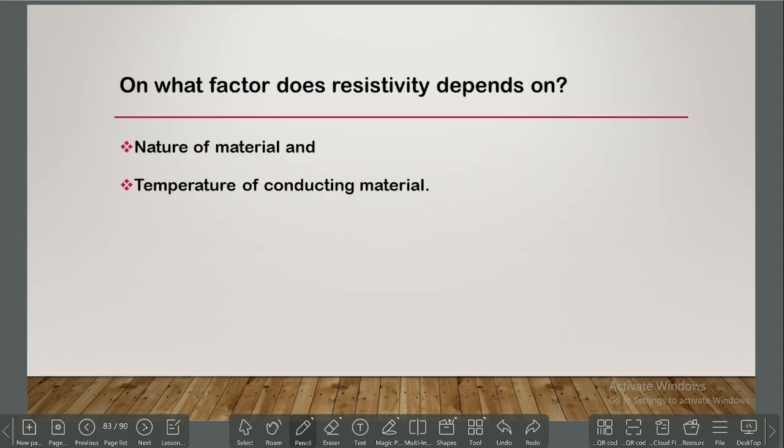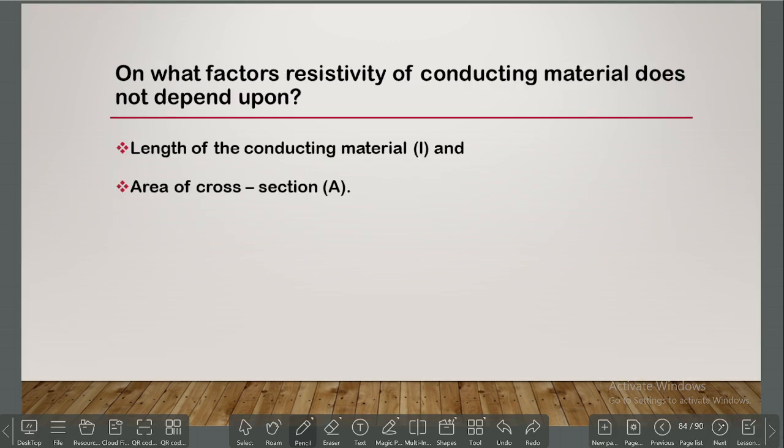Next, on what factors does this resistivity depend? Resistivity depends only upon two factors. What are the two factors? One is the nature and the other is the temperature of the conducting material. On these two factors only the resistivity depends. And what does it not depend upon? It does not depend upon the length as well as the area of cross section.